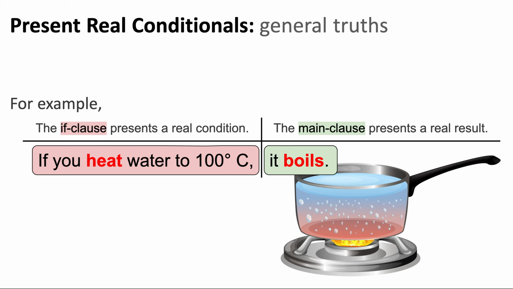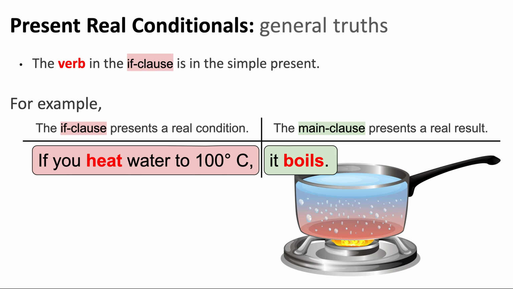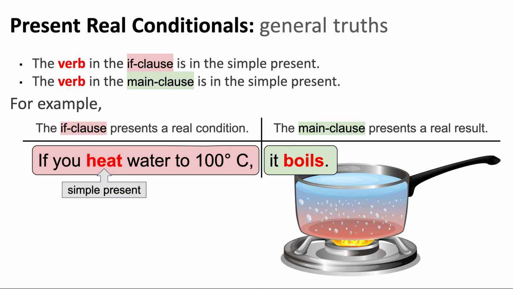Now let's look at the form. The verb in the if clause is in the simple present, that is, heat, and the verb in the main clause is also in the simple present, boils.